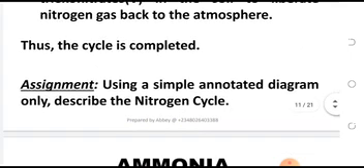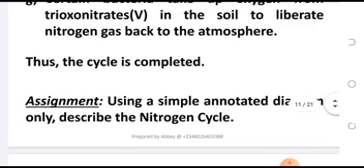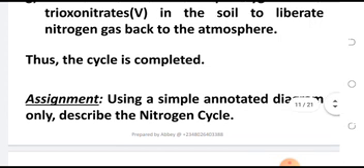So there's another assignment here for the students. The student is to use a simple annotated diagram, that is a diagram that is self-explanatory, that is well labeled, that it doesn't require any explanation again, to describe the nitrogen cycle. So draw the diagram of a nitrogen cycle.